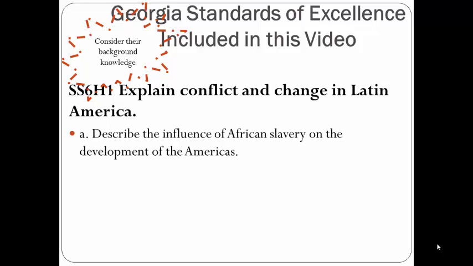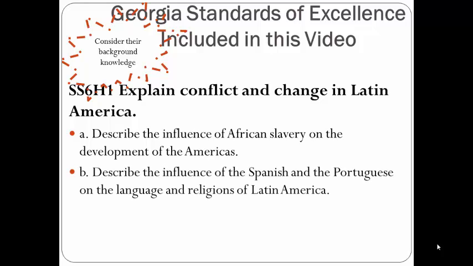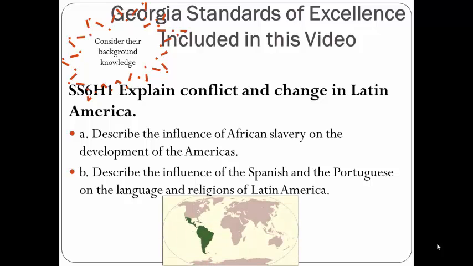When students reach 6th grade, they will for the first time be exposed to a global perspective on African slavery during the time of the colonial era. This standard asks students to go beyond describing the African slave trade itself, but requires them to consider the many impacts and influences this practice had on Latin America during colonization and on into the present day. Additionally, students will need to understand other influences of colonization by Spain and Portugal, including the languages and religions that remain central features of Latin America today.